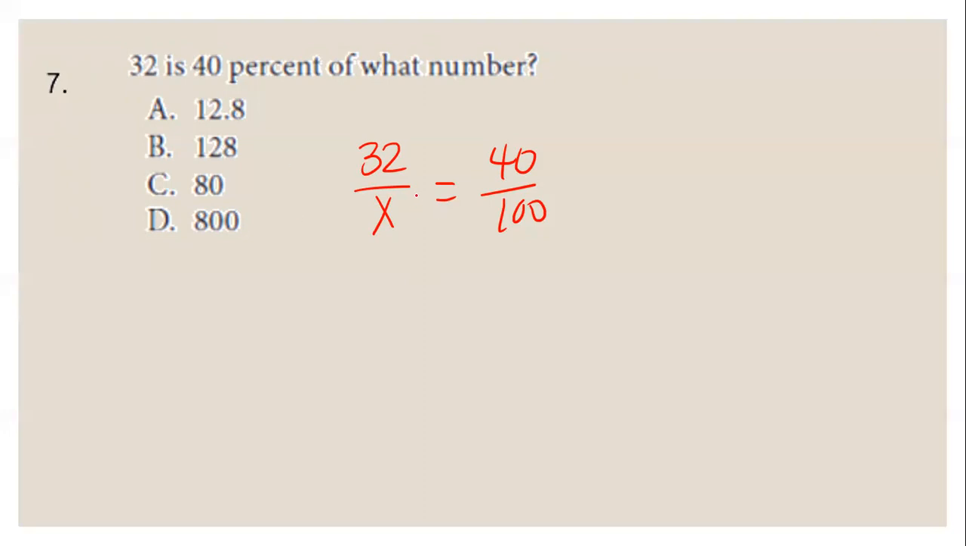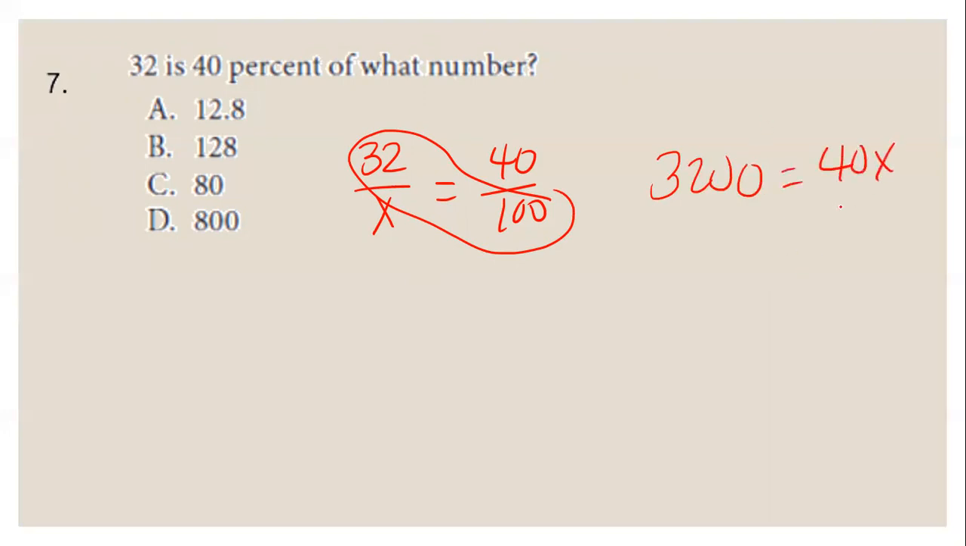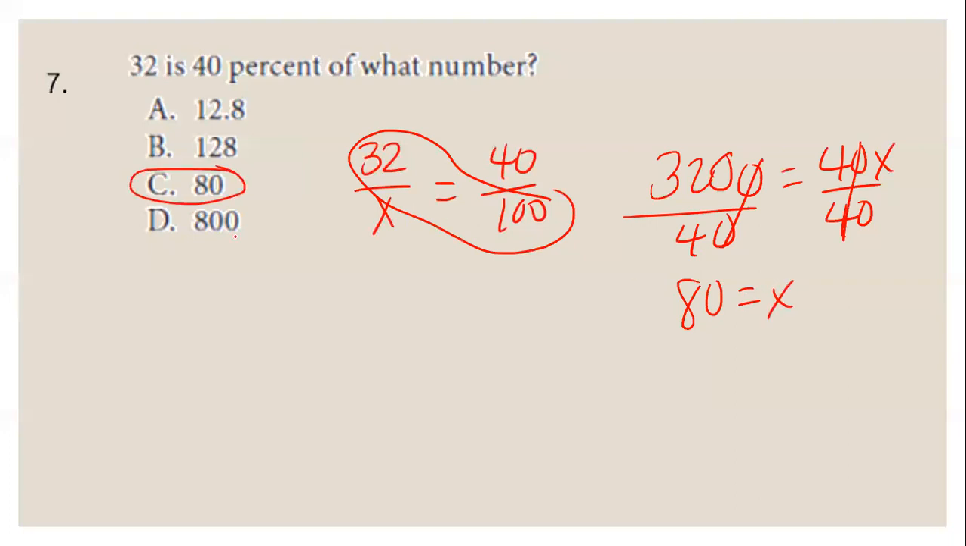All right. So here we go. We're going to cross multiply. 3,200. Agree? Equals 40x. What do I do? Divide by 40. Cross out the zeros. And we get 80. So the answer would be 80.